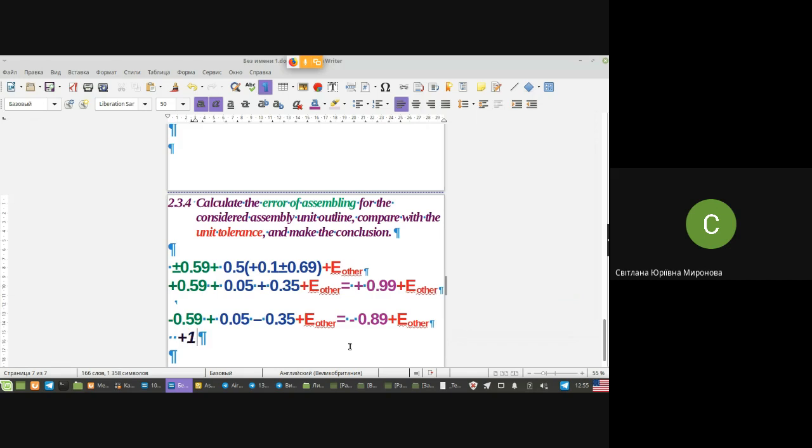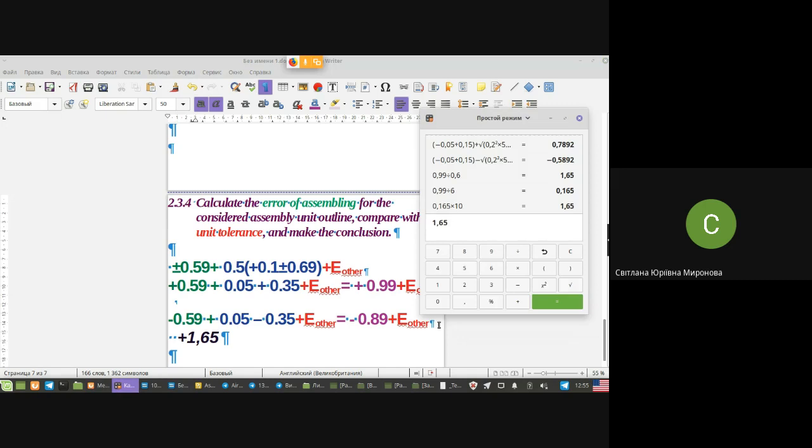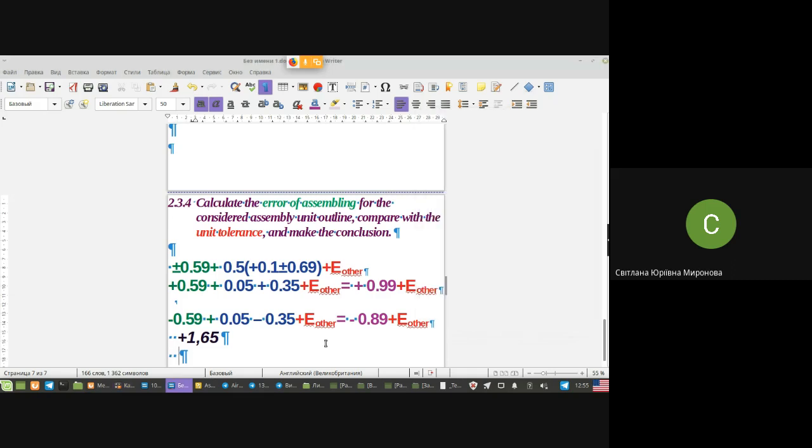Plus 165. And at the bottom, finally, what we will have? Calculator. Minus 148. Minus 148 millimeters. In both cases, it comes to about millimeters.